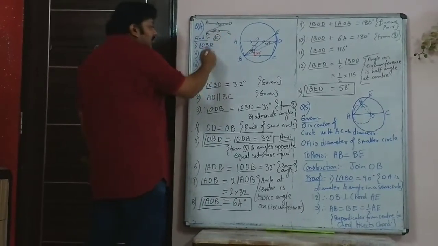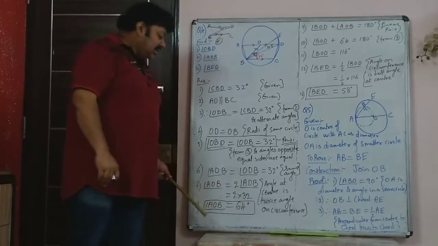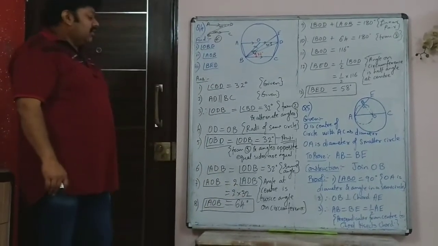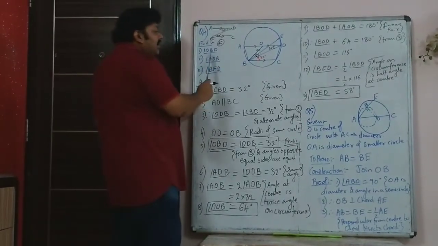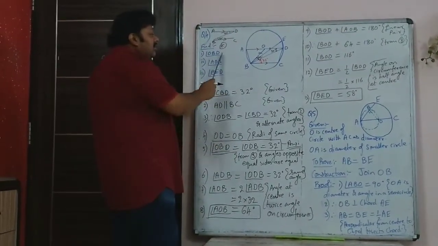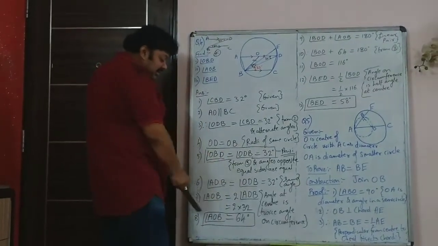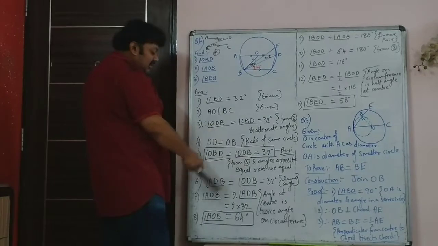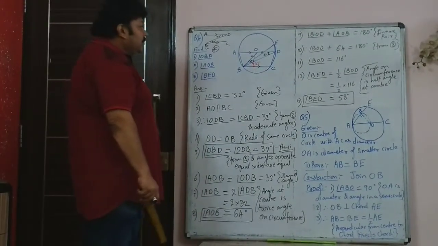Mark this sum as important. So you have AOB is 2 times 32, AOB is 64 degree. So AOB is 64, that's the second answer. You have got 2 answers. First, you have got the first answer, you have highlighted it. AOB is the second answer, even that you have highlighted. Both the answers you have got.